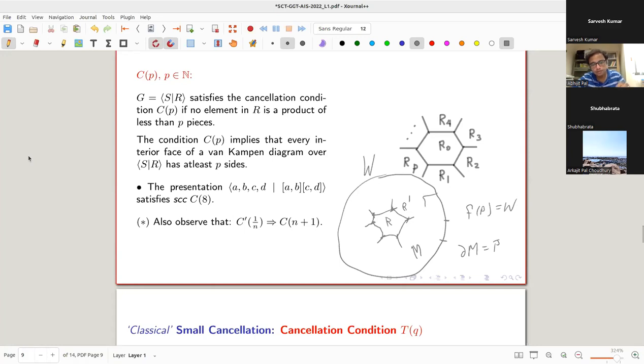And a face we will call an interior face if its boundary does not intersect the boundary of the entire diagram. This is not an interior face because the boundary of this face intersects the boundary of the diagram. This is an exterior face. Now, we cannot say anything in particular about them because we don't know what these subwords are. We cannot say they're pieces or anything, but these are definitely pieces. The sides of the interior faces are definitely pieces, and we can say by this condition that there has to be at least p of them.